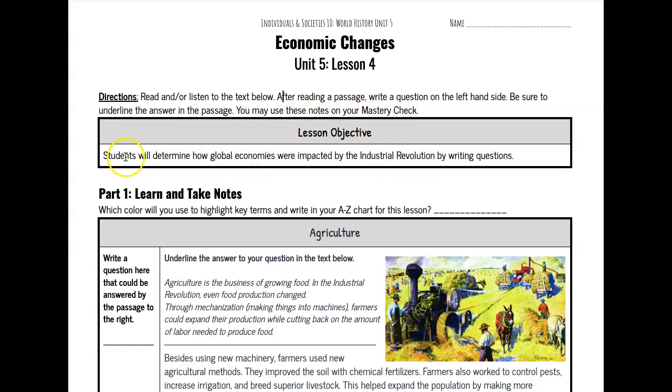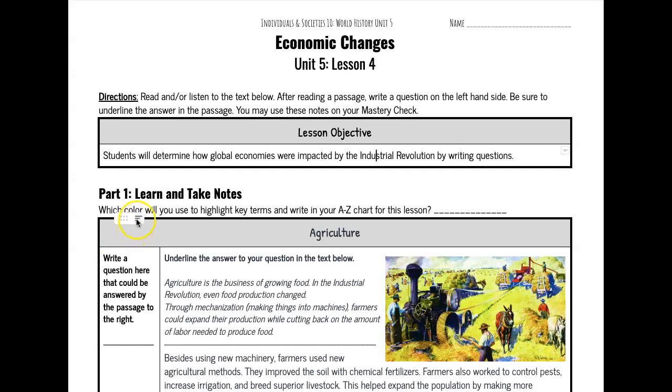Our big goal in this lesson is that we're determining how global economies were impacted by the Industrial Revolution. We know that the Industrial Revolution started in Britain, but it had a global impact in lots of different places. And in this lesson, we'll specifically look at the impact on the economy. So there's going to be a couple different sections.